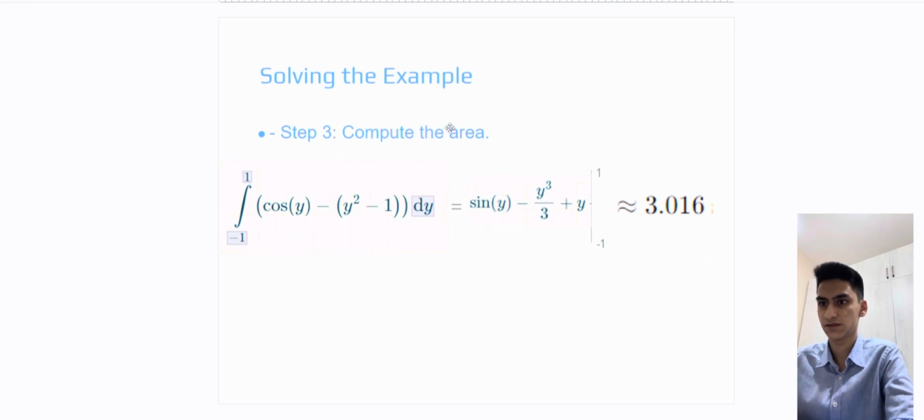Let's compute the area. From -1 to 1, cosine y minus (y squared minus 1) dy. Its antiderivative will be sine y minus y cubed over 3 plus y. The limits are 1 and -1. When we plug in and subtract them, we will get approximately 3.016. And this is the final answer.